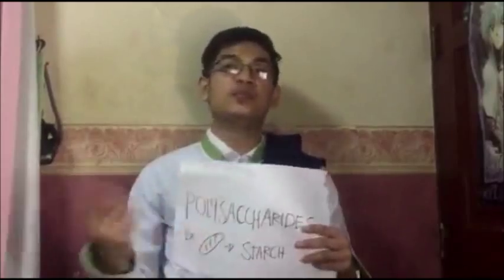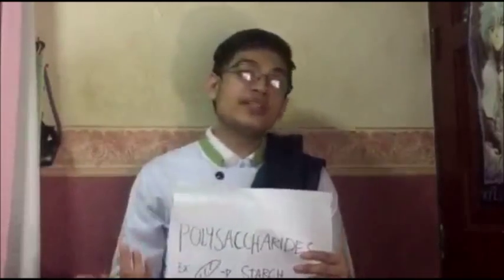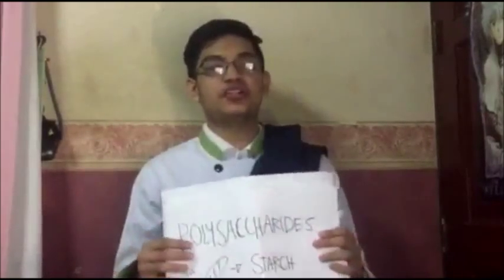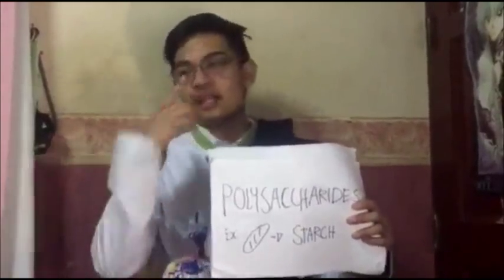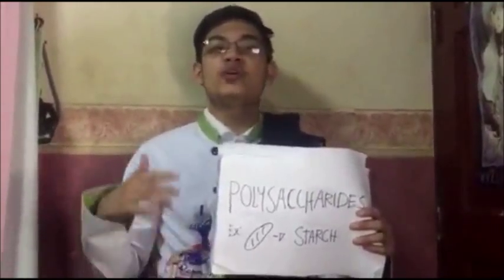Now, there are polysaccharides. What if there are more than two monosaccharides put together? We call that polysaccharides. It can be thousands of monosaccharides put together. An example of this is bread. For example, this bread is made out of starch. And this carbohydrate is the short-term way we store energy.